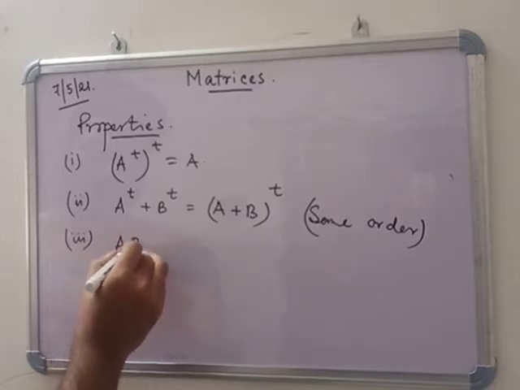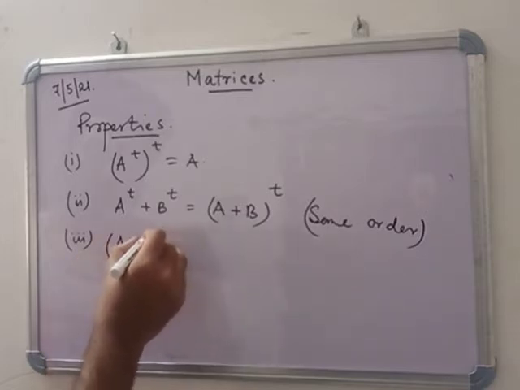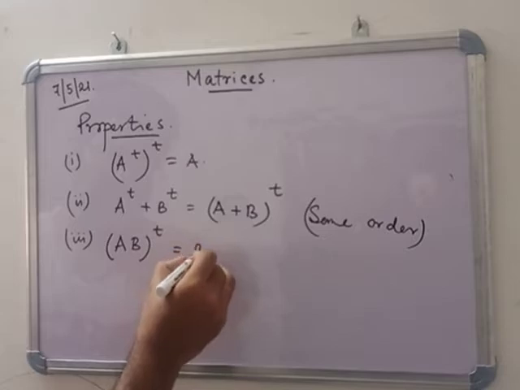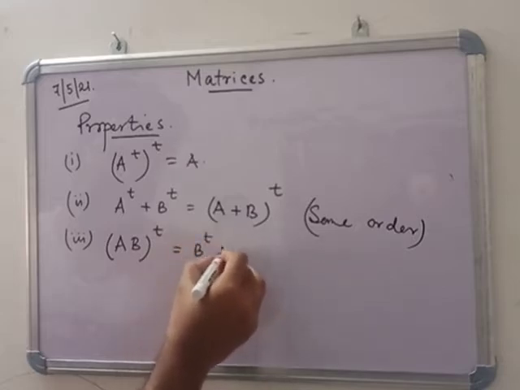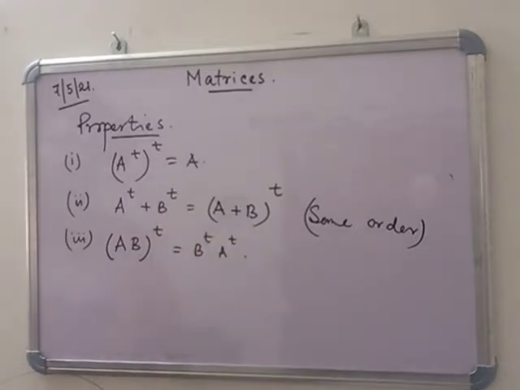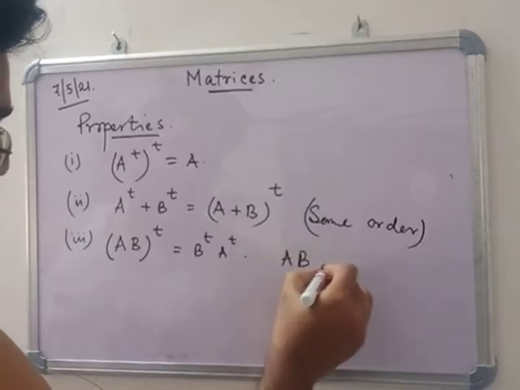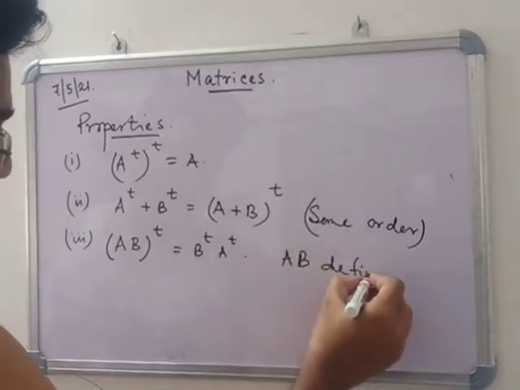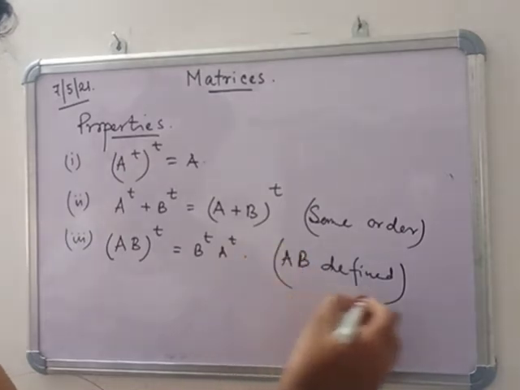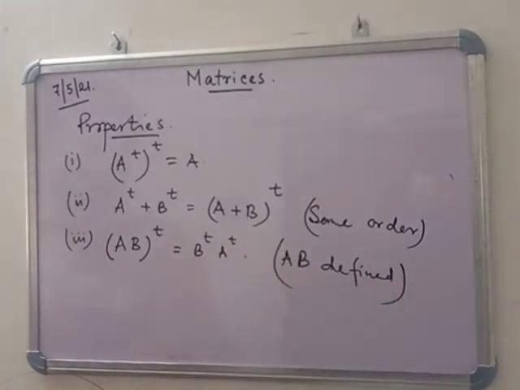Number 3. AB transpose. This is very important. AB transpose equals B transpose A transpose. AB transpose equals B transpose A transpose. When AB is defined, then we can apply this property.